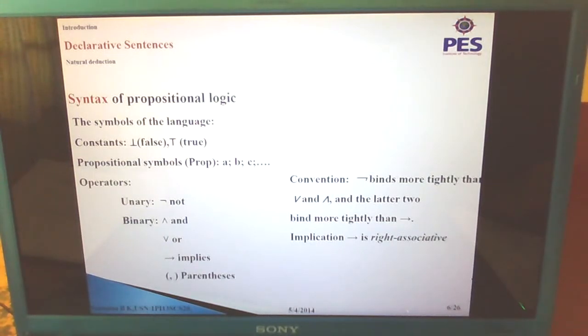In the unary operator, we use the negation symbol, that is, the not symbol. In binary operations, we use the and symbol, the or symbol, the implication symbol, and parentheses. The convention for these operators in propositional logic is: negation, the unary operator not, binds more tightly than and and or, which bind more tightly than the implication symbol, and implication is right associative.